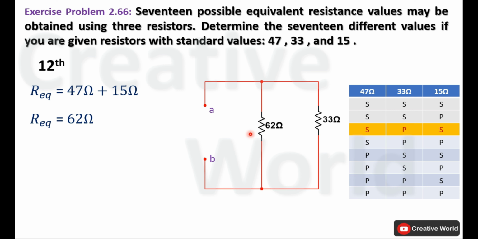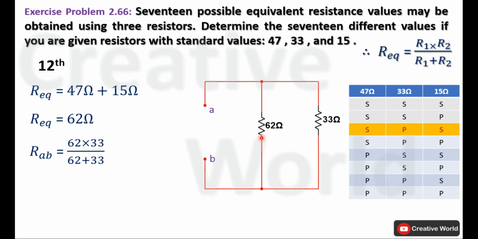Now we will calculate their equivalent resistance using this equation. In this equation, R1 will be 62 ohm and R2 will be 33 ohm. Product of 62 and 33 will become 2046, and sum of 62 and 33 will become 95. Divide 2046 with 95. RAB will be equal to 21.53. Move to the next configuration.